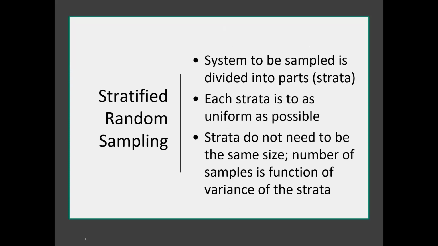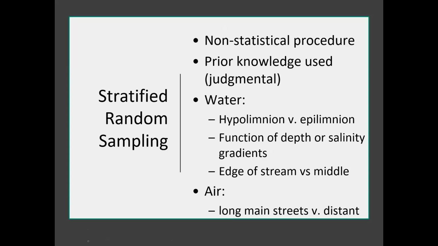Stratified random sampling, you're dividing the area, whatever you're sampling, into parts. And you want each of those strata to be as uniform as possible. They don't have to be the same size, but the number of samples is a function of the variation in the strata, so basically how variable is it. You're basing this on prior knowledge or judgment.